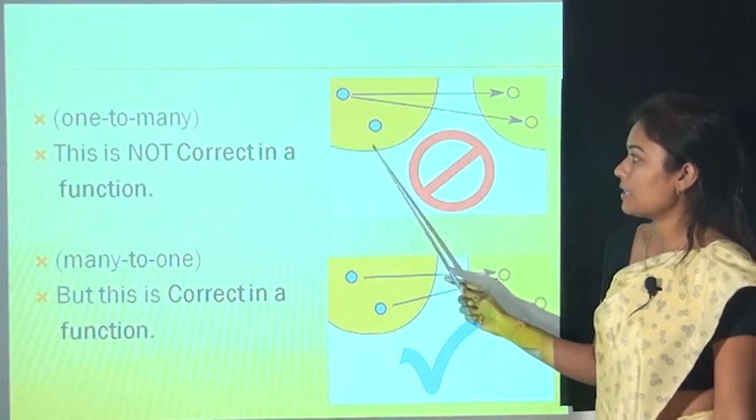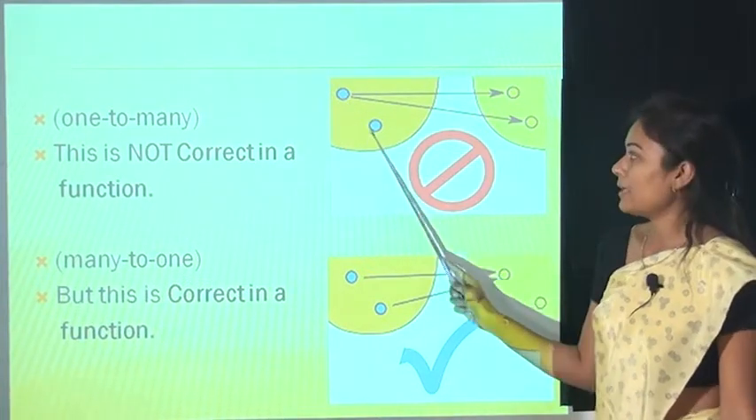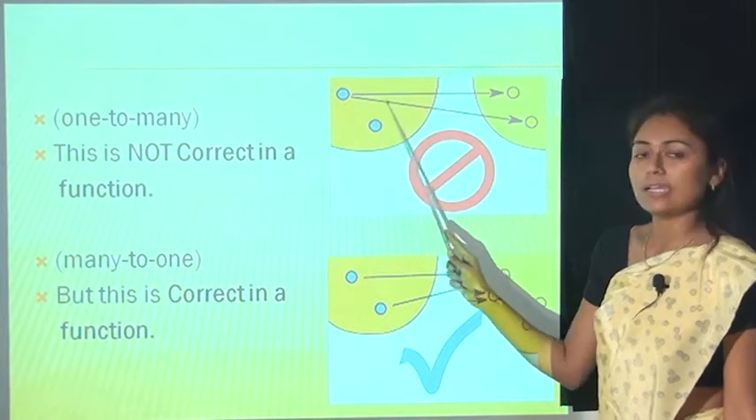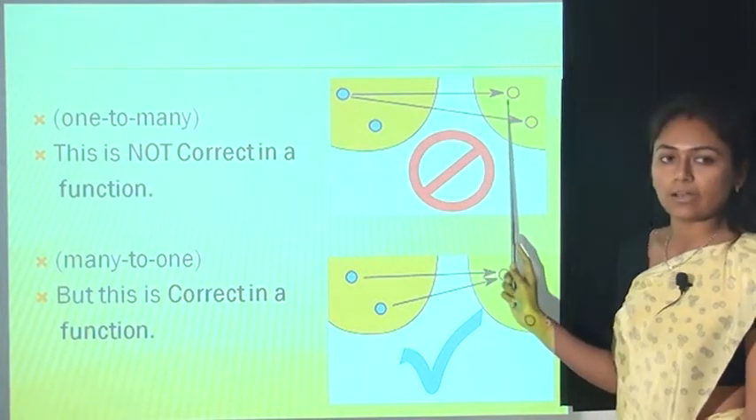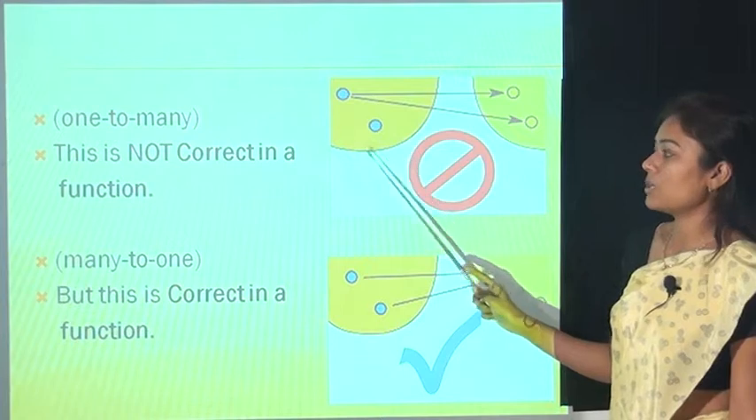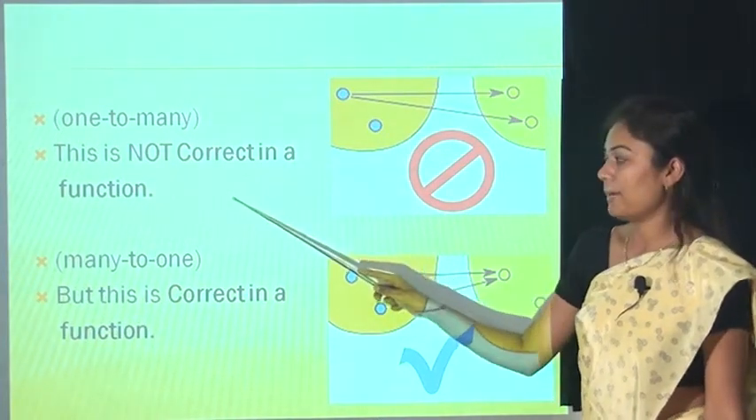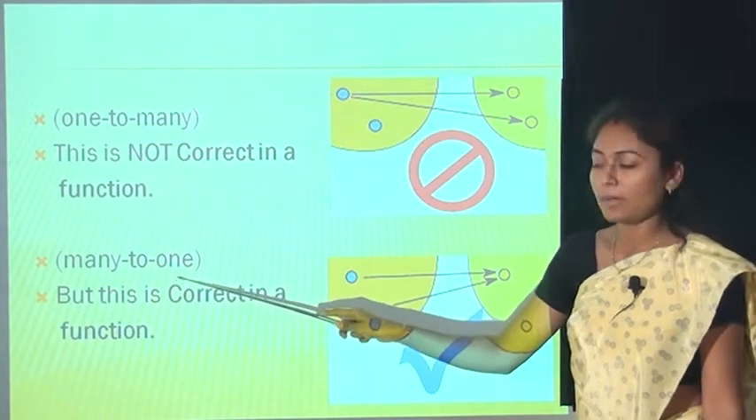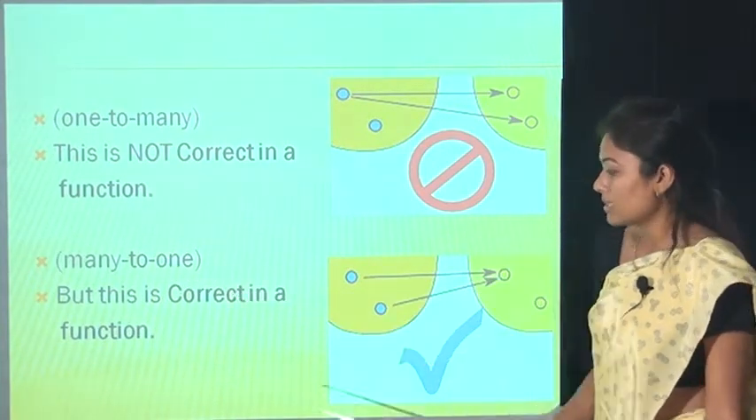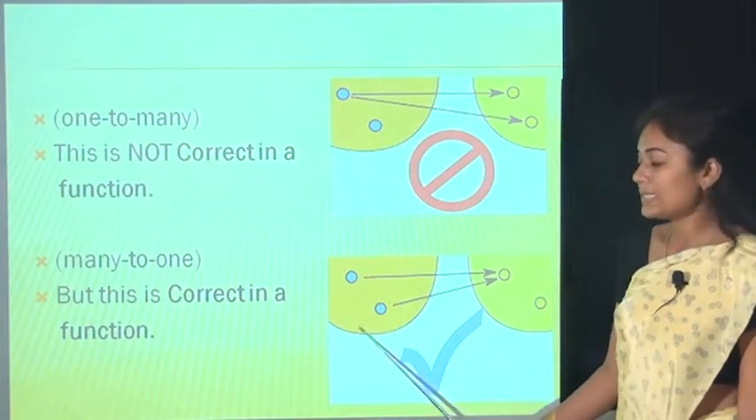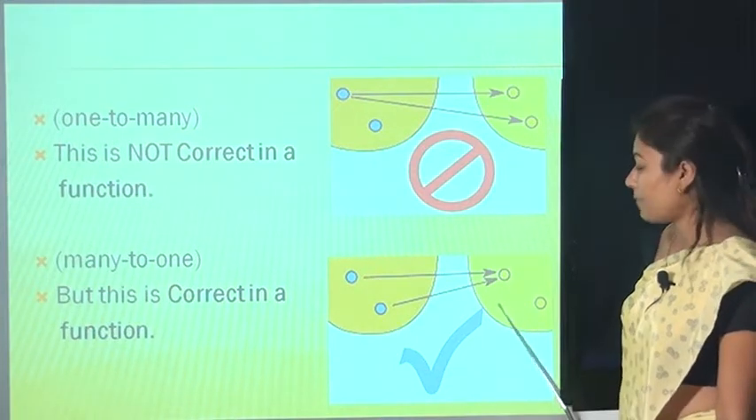Here you can see in the first figure, there are two elements, but the first element is related to two elements of a set Y. That means it is not a function, because the property of a function is not satisfied in this example. Now you can see the second example. Here it is many to one, because two elements are related to the first element of a set Y.